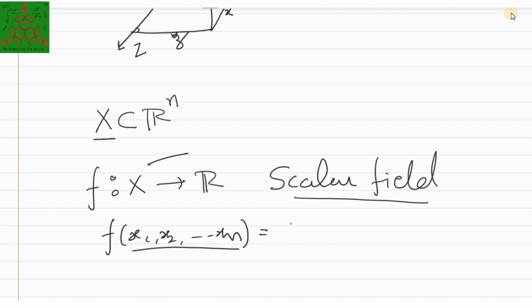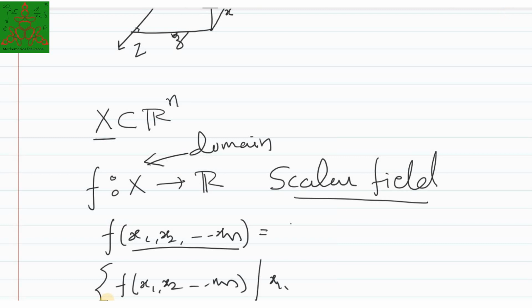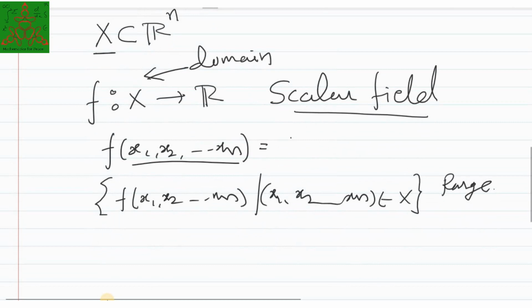This X is called the domain of the function, and the set of all values f of (x1, x2, up to xn), such that (x1, x2, up to xn) belongs to X, is called the range. That you also know, the range and the domain of a function, which you probably studied in detail in your first year class. But here the difference is that you studied functions of one variable, whereas here the function is of many variables, that means several variables.